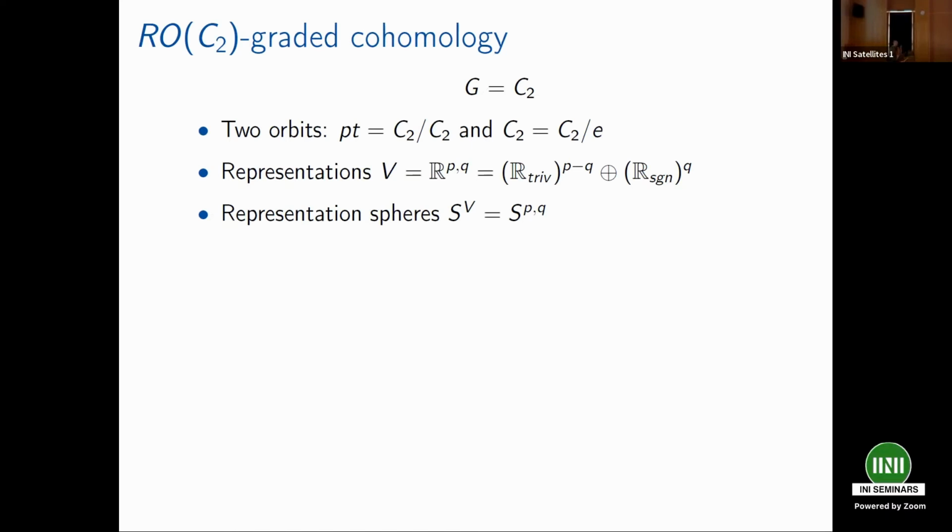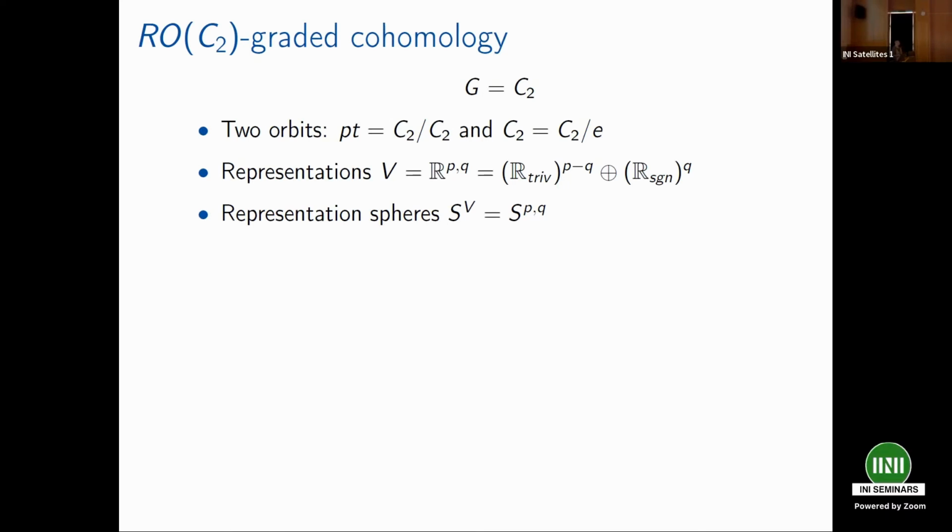Let me make things a little bit more concrete and talk about the C2 case. So C2 is a cyclic group of order 2. And let's unpack a little bit what we get here. So first of all, there are 2 orbits. There's a point, C2 mod C2, and there's also C2 itself. So I have 2 flavors of cells to build my C2 CW complexes.